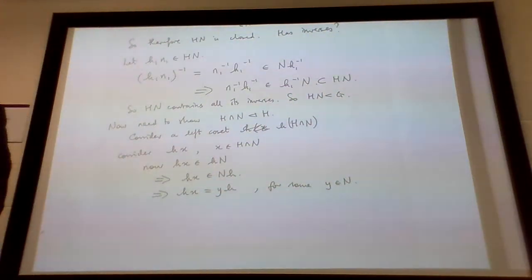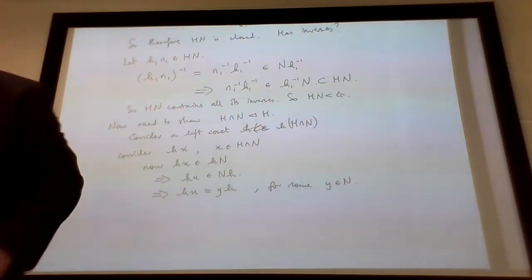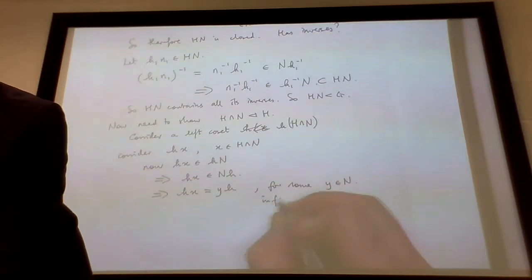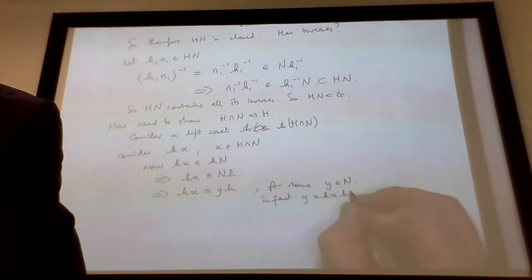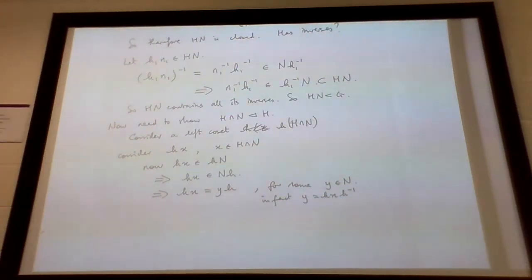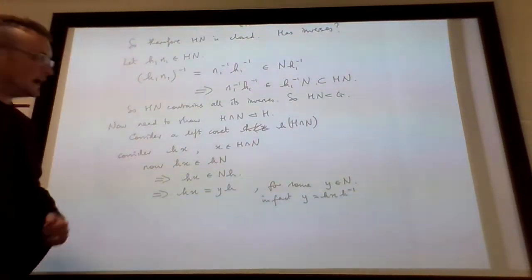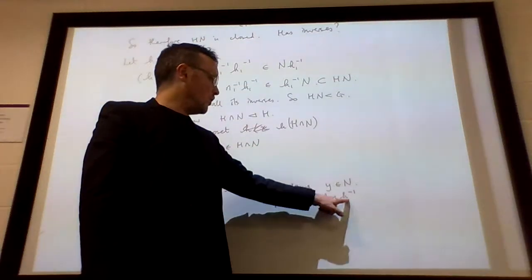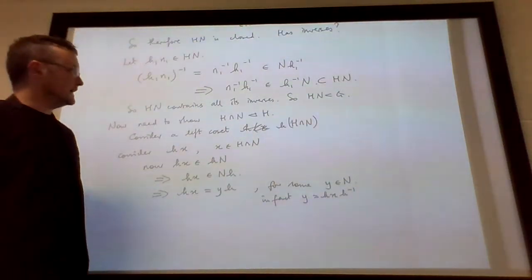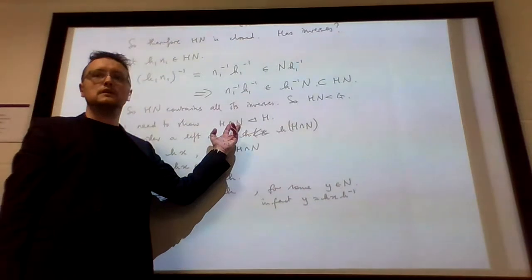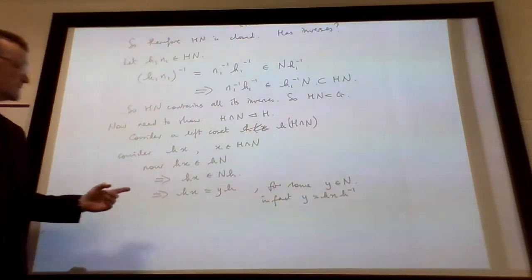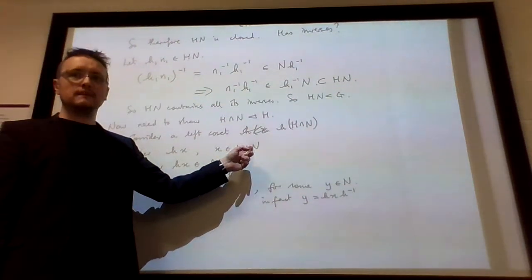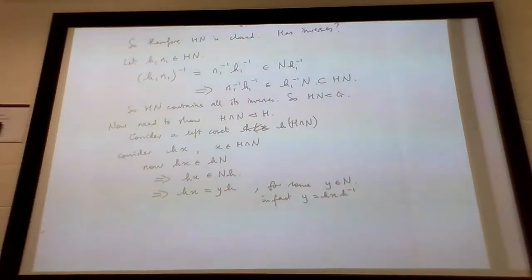Now, what do we know about y? We also know, in fact, y equals hx h inverse. Just pre-multiply both sides. And this is a triple product, all of whose elements are in H intersect N. So that means it's again in H intersect N. Remember x came from the intersection? Oh no, wait, not in H intersect N.